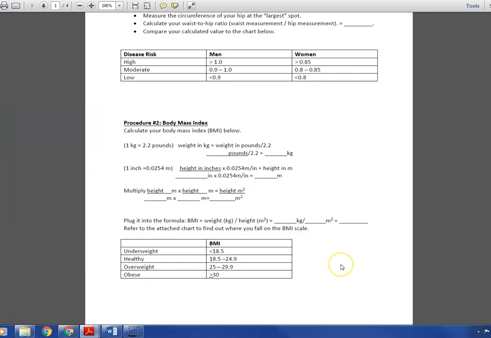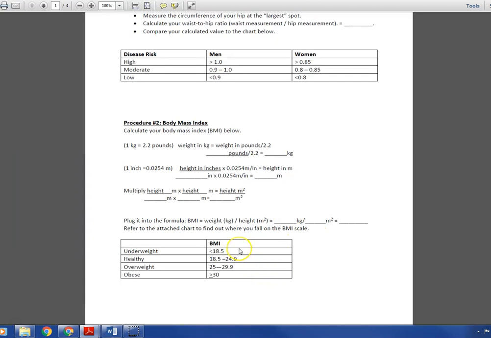Moving on to our body mass index. So we're going to calculate our BMI using the formula included here. So you're going to measure your partner's weight. Our scale is in pounds. You're going to have to convert that to kilograms. Then we're going to measure height using inches in lab, but we're going to have to convert that to meters. And then we're going to square our meters, because in our BMI formula, we're going to calculate our weight in kilograms divided by our height in meters squared. And that is going to give us our BMI value.